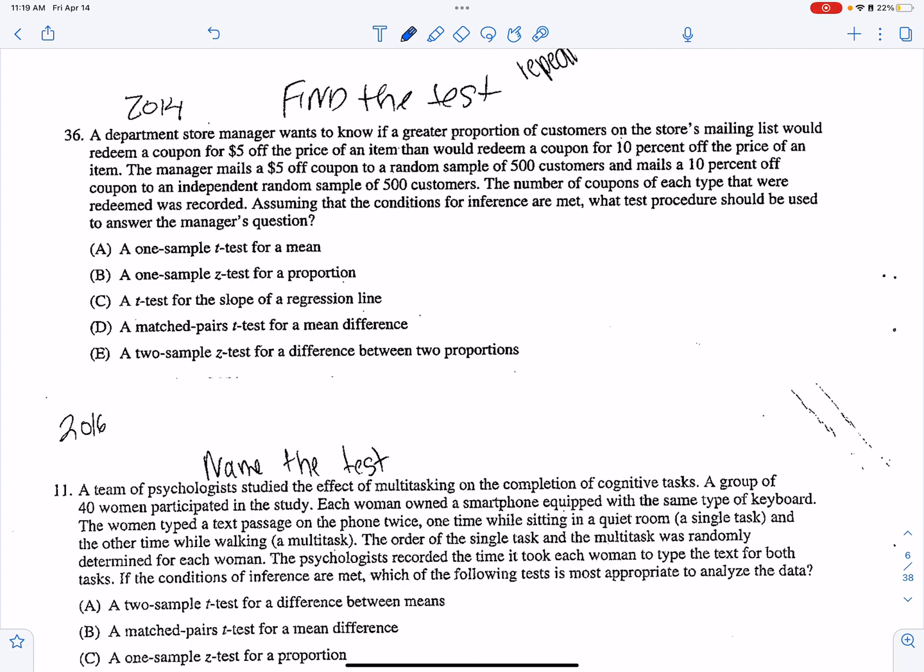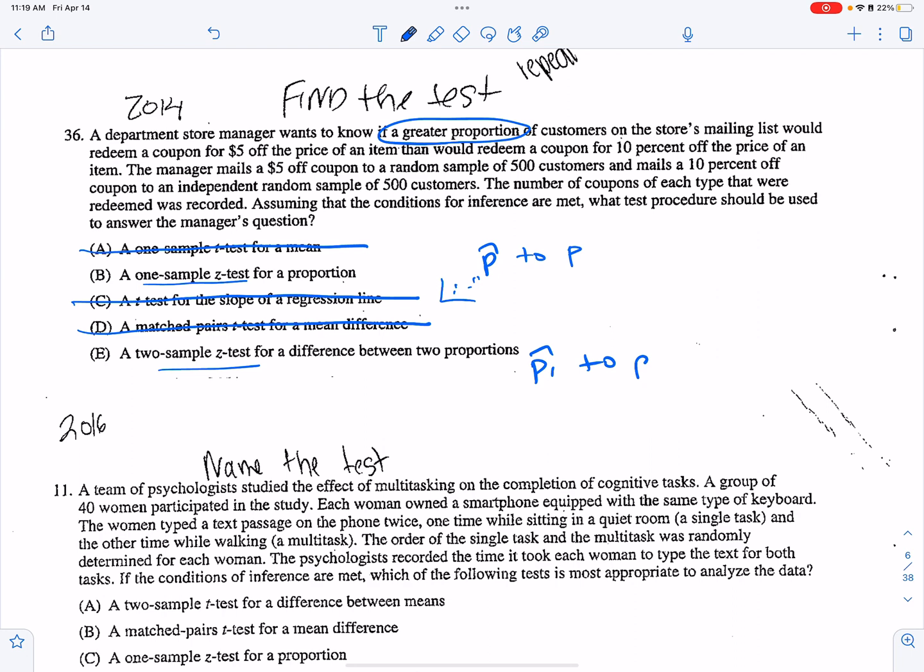So department manager, I look greater proportion. So proportion. So immediately as I see proportion, I'm like, no, not this one. Proportion, remember regression line would be means. It has to be, it looks like a line. And then I know it's not this one. So I know it's either a one sample Z or a two sample Z. So now I'm just going to be searching, is it talking about one or two things? Am I comparing a P hat to a P, to a population, or am I comparing one sample to another sample? That's what I'm going to be looking for.